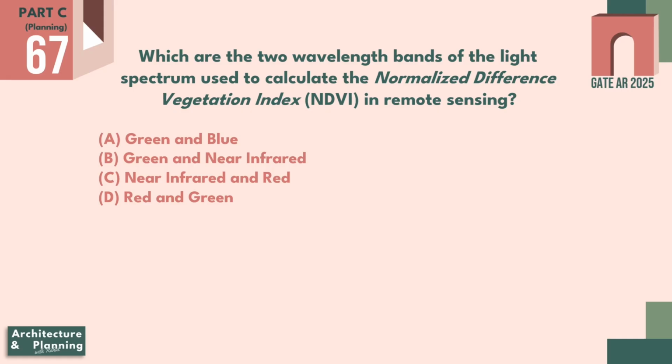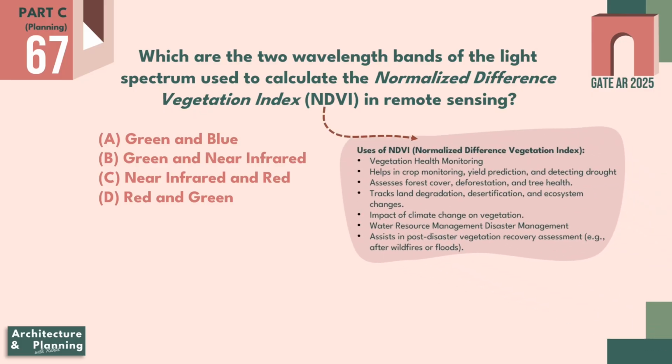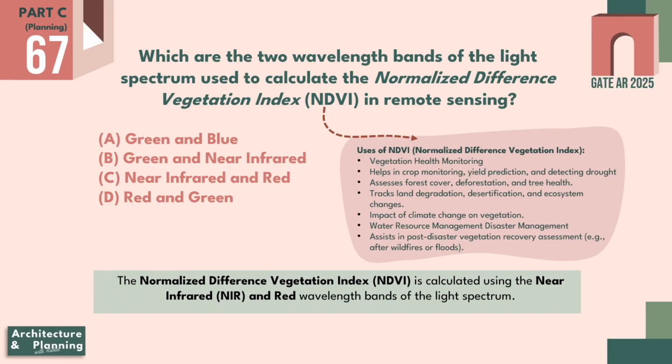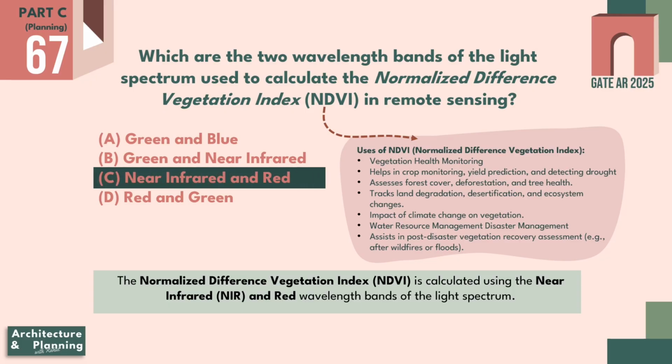Which are the two wavelength bands of light spectrum used to calculate the Normalized Difference Vegetation Index, NDVI, in remote sensing? So first let's see what NDVI is used for. It is used for vegetation health monitoring. It helps in crop monitoring, yield prediction, and also helps in detecting droughts. It is used for water resource management also and provides data on impact of climate change on vegetation. And NDVI is calculated using the near infrared, that is NIR, and red wavelength bands of the light spectrum. So the correct answer of this question is option C, near infrared and red.